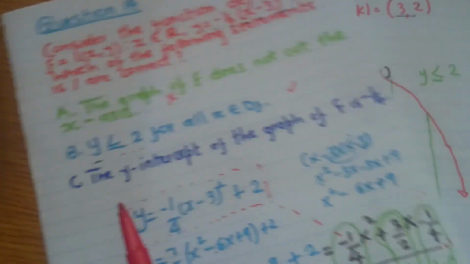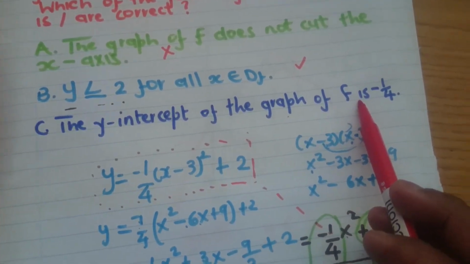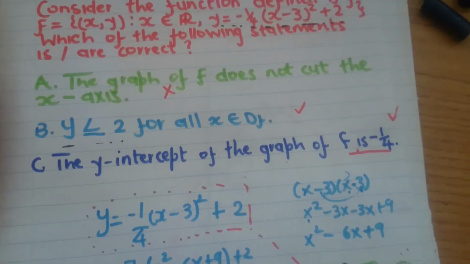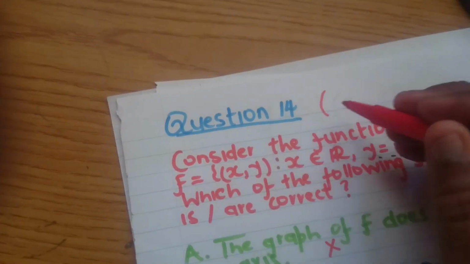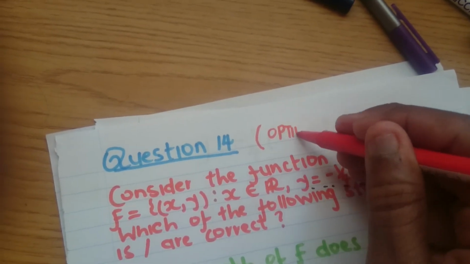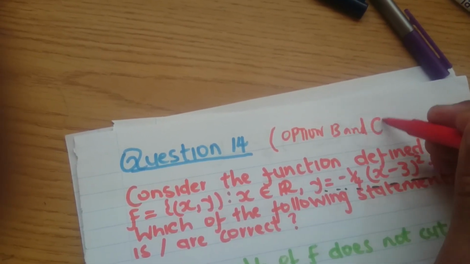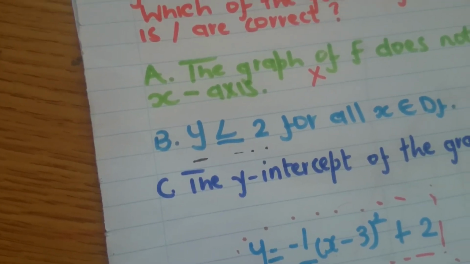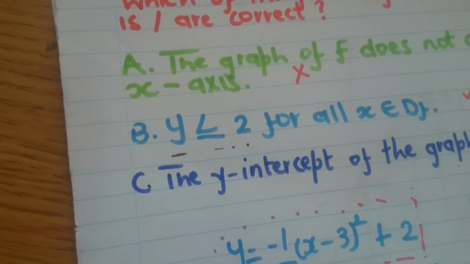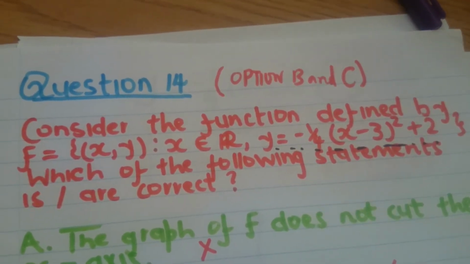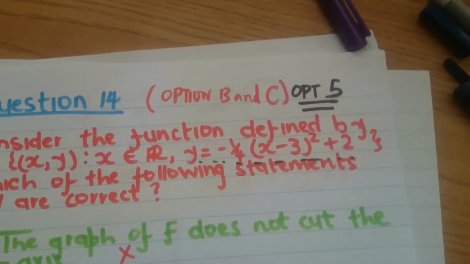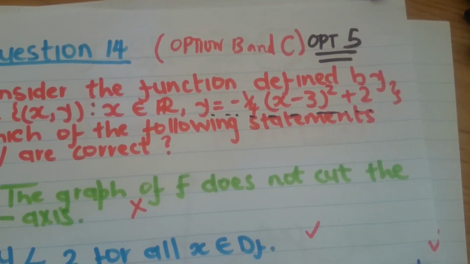And that's true. So now in this option, they say y-intercept of a graph of f is -1/4. Yes, it's true. So option is B and C. Question 14 is B and C. So which is option 5? Option 5. So B and C, option 5. Okay, option 5. Only B and C.